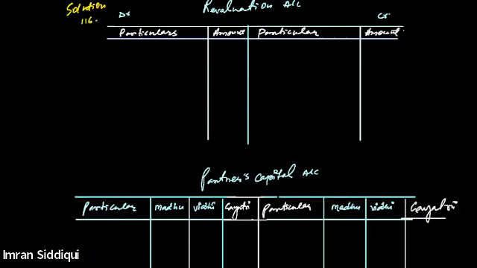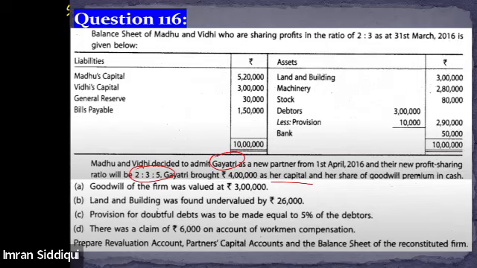All right, everyone. So let's start the question again. The question was telling us about the first adjustment regarding the goodwill of the firm, that was 3 lakh. We won't be doing anything about the goodwill right now, since we are prepared. We need to prepare the revaluation account first of all.